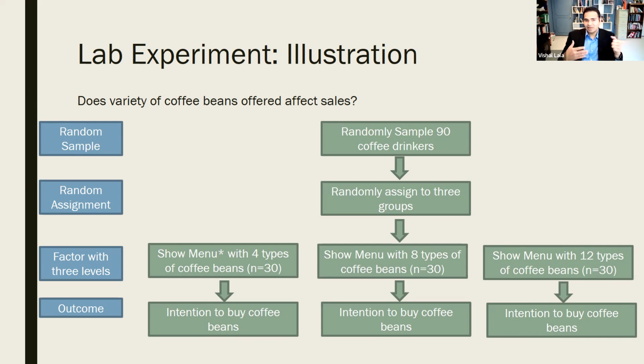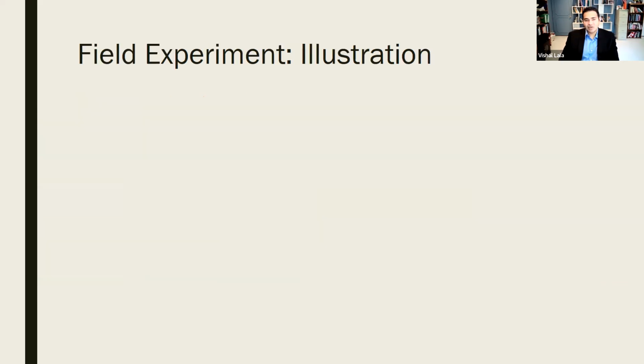To that extent, this experiment is a lab experiment. It's contrived. It's not as real. An alternative is to conduct a field experiment. Now, a field experiment has its own problems, but let's highlight the benefits first. But before that, let's examine how this will be structured.